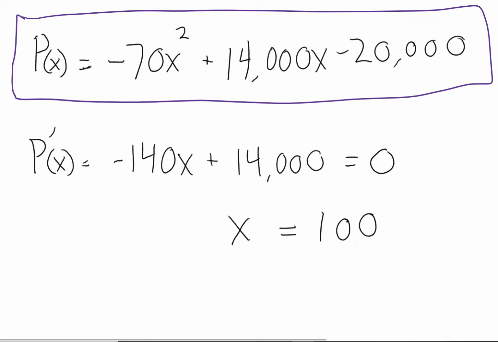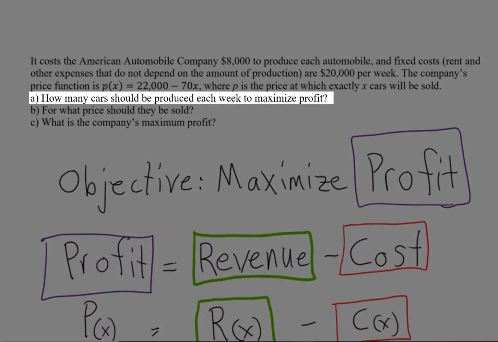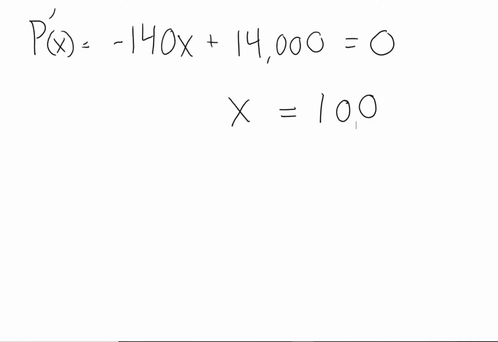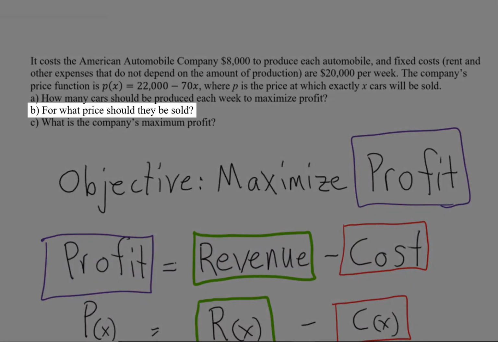Step 4, use this critical number to answer the question parts. Let's go back up and read the question parts. Part A, how many cars should be produced each week to maximize profit? Remember that x represents the number of cars, so the answer to A is easy, 100 cars. B, for what price should they be sold?